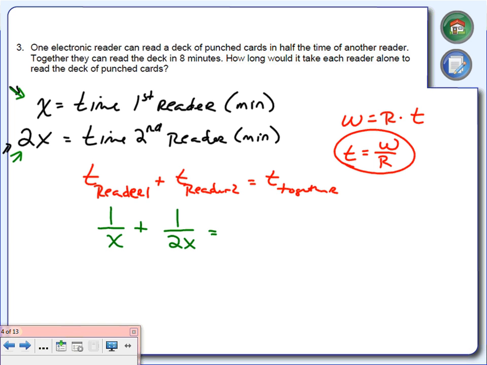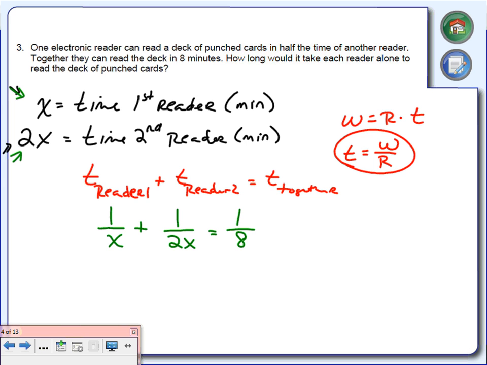And the time working together, well, again, they're still reading that 1 deck of cards. Now, they told us how long it would take for both of them working together. What did it say earlier? 8 minutes. So that's what we're going to use over here. 8 minutes. So here's the equation. Now we've got an equation to work with.